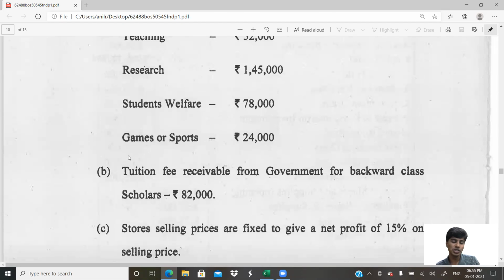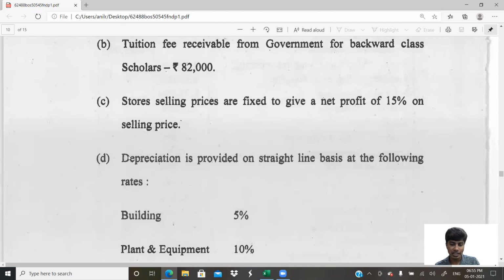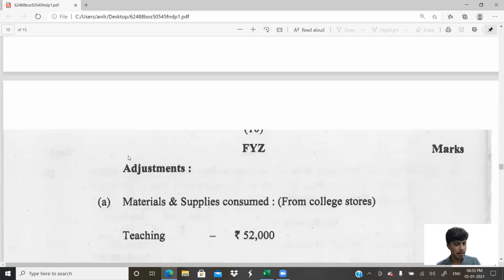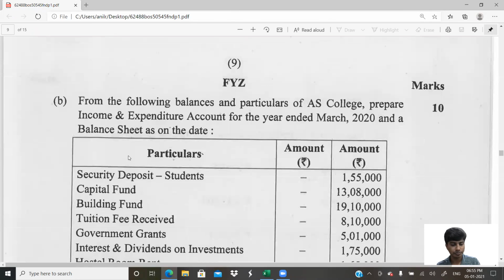Okay. Next one, tuition fee, there's one adjustment. Store selling price, there's one adjustment. Depreciation is there. And that's it. Yeah, perfect. Come on, start.